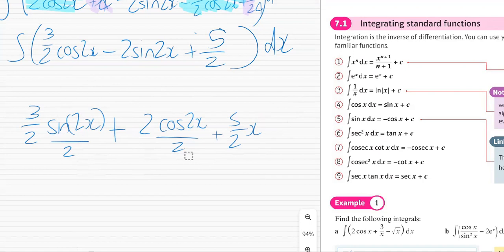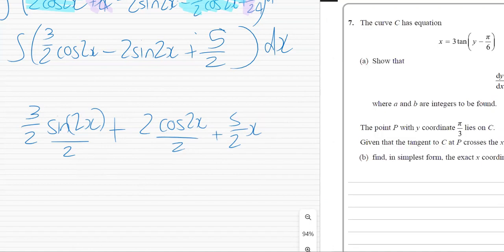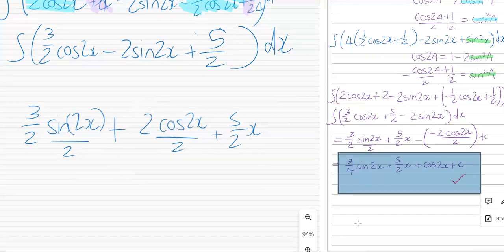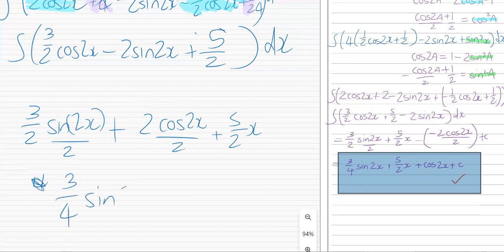Finally integrated our question, and all that's left to do is make it look pretty. Just grab the answer there. So when you make it look pretty, it ends up looking like that. So 2 times 2 is 4. Oopsie. 3 over 4 sine 2x. The 2's cancel out, so it's just cos 2x. And then we have 5 over 2 x plus c. Don't forget the plus c, hallmark for plus c. Okay, good. So this was question 8.